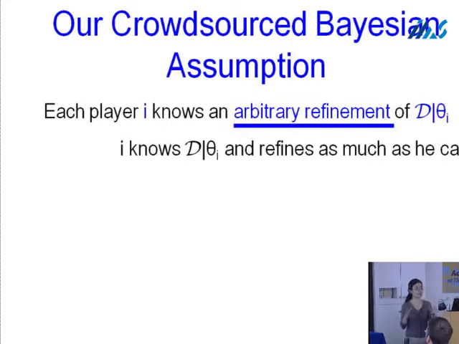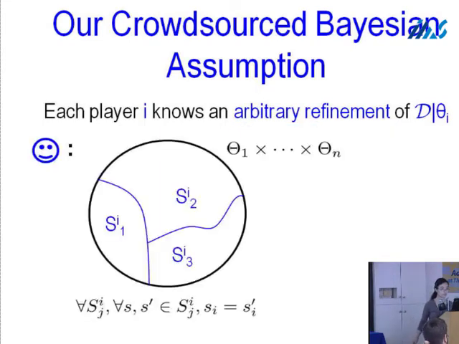So he always knows this conditional distribution, but he can try to work hard and gather as much information as he could and refine this. So pictorially, our knowledge structure is as follows.